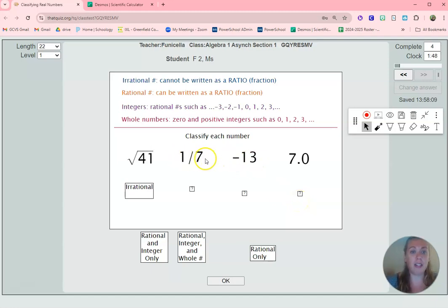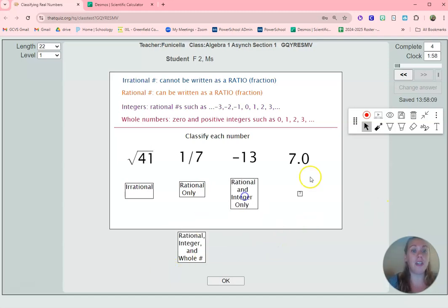-13, 1/7, and 7.0. Our rational number only is 1/7. -13 is an integer, and then 7 is a positive integer, so it is a whole number. Beautiful. And then when you're all set, hit OK.